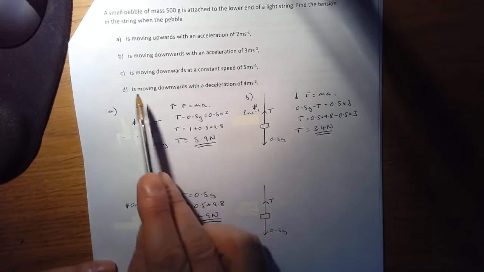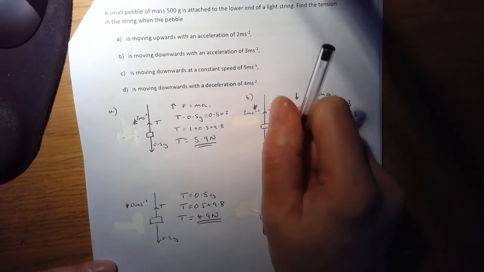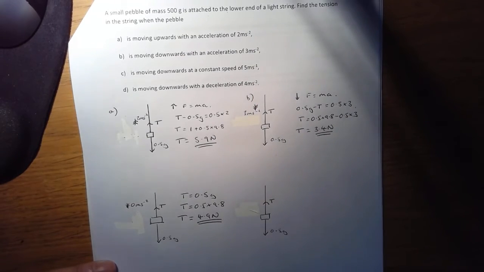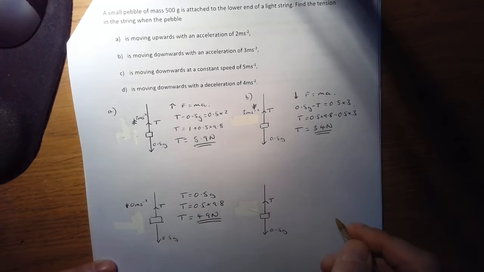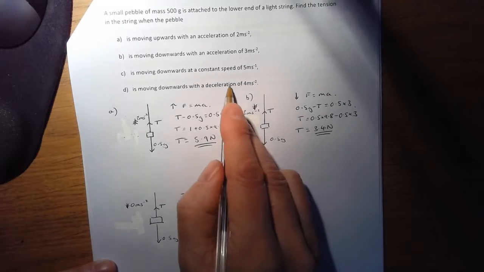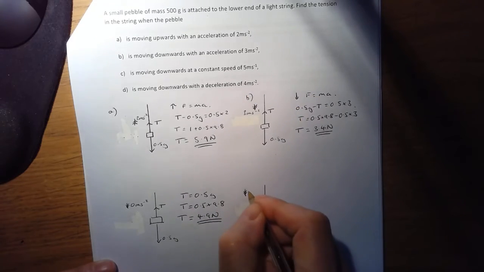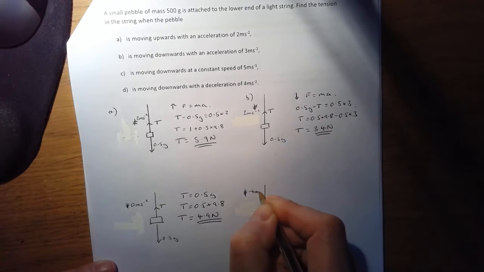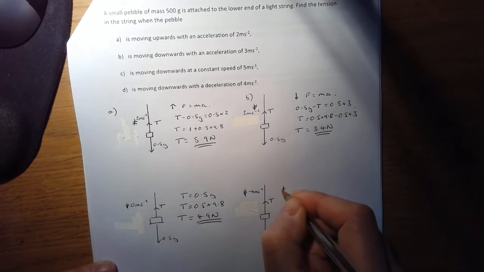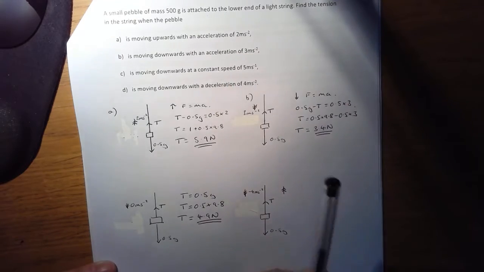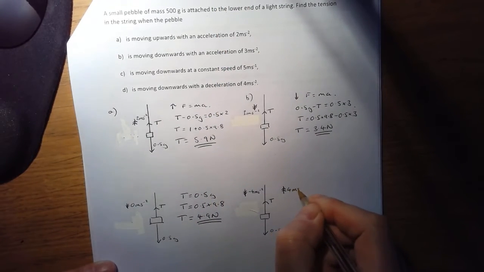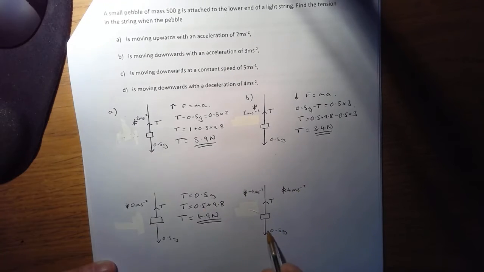Okay, so the fourth one. This is now moving downwards with a deceleration of 4 meters per second squared. Now I have two options here. I can either say this is acting down with deceleration, so it's accelerating downwards with an acceleration of -4, or I can say that it is accelerating, even though it is moving down, the acceleration is up. So either of those things is going to work.